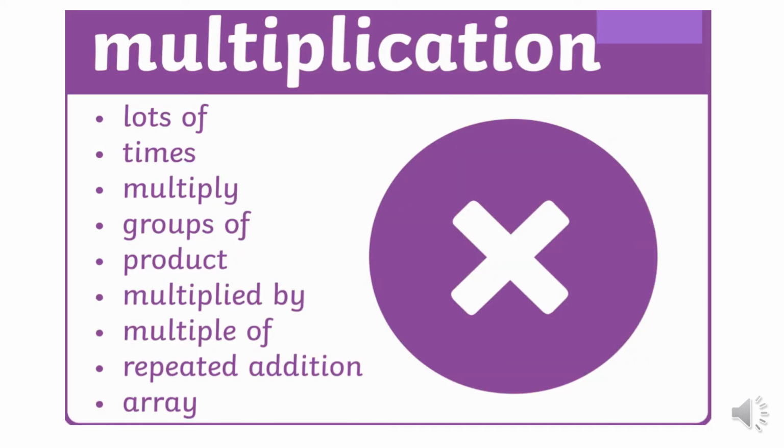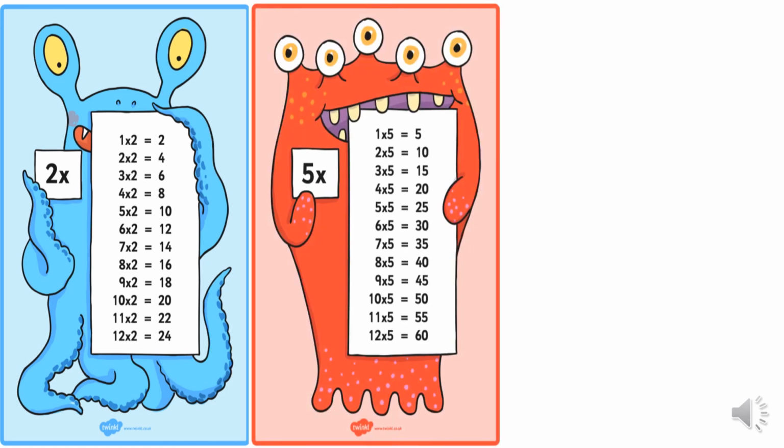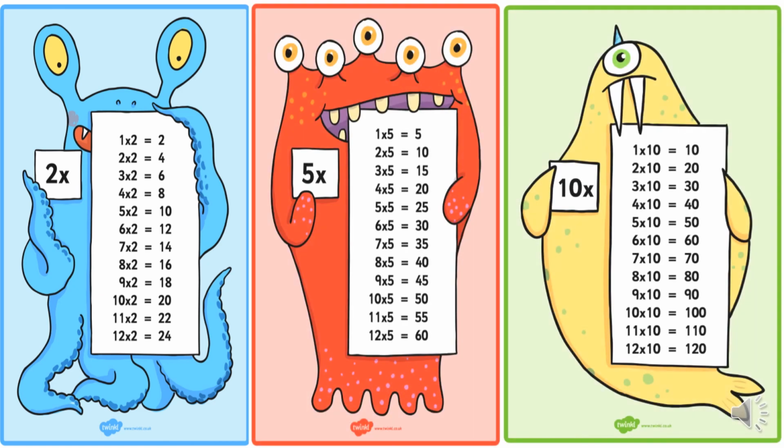Now, just to remind ourselves, we've been learning about multiplication, and this is one of our 4 operations. And we use all of these words here, all of these synonyms to help describe multiplication. We've already spoken about lots of and times and groups of. We've used repeated addition and we've used arrays to help us work out multiplication. Now, in Year 2, we need to learn the 2 times tables. We also need to learn the 5 times tables, and we need to learn the 10 times tables.